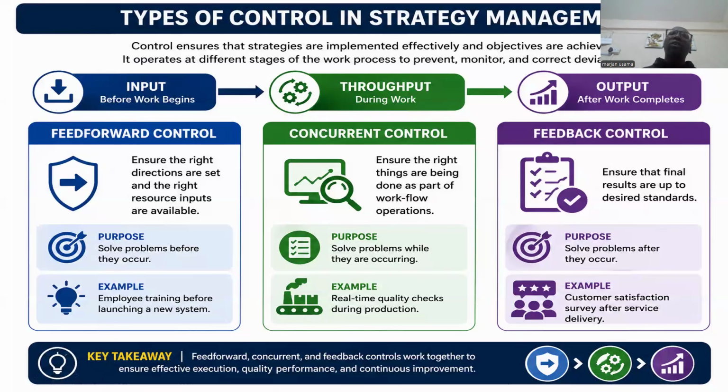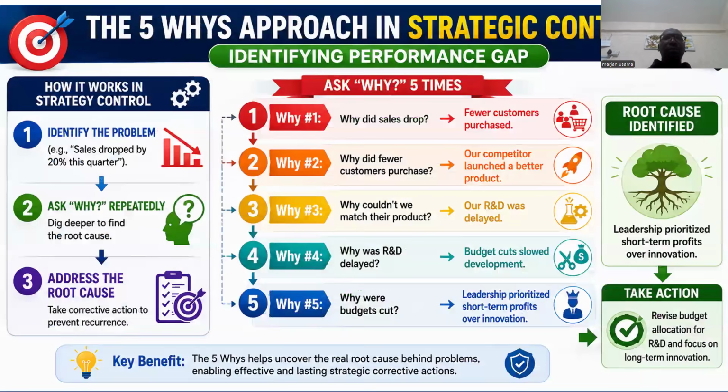Sometimes, of course, it depends on the nature of the strategy or the nature of the project. For some projects, maybe the output, the feedback control, is the best. For some projects, maybe feed forward is the control. And for some projects, it might be the concurrent. But many strategies and many projects embrace the three together. Now, the 5 whys approach in strategic control.